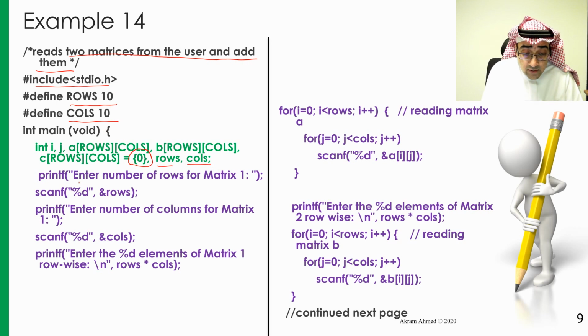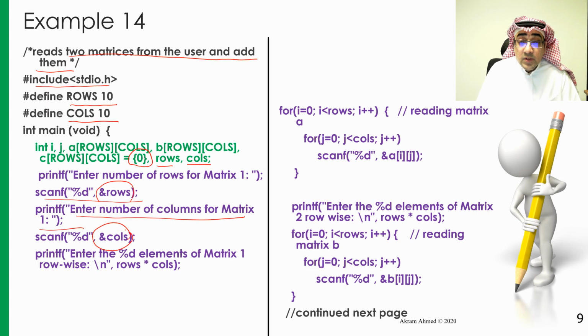So now we ask the user to enter the number of rows of matrix 1, and we read those from the user, okay? So he'll say, how many rows do you want? And the user will enter a number, and we read it into rows. Then we ask the user, how many columns are inside your array? The user will enter a number and we'll save it inside columns. Now we have in rows and columns how many rows and columns the user actually wants, okay?